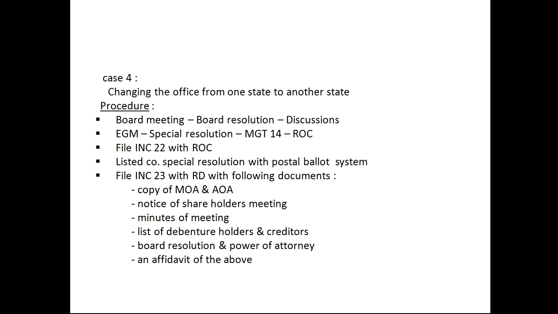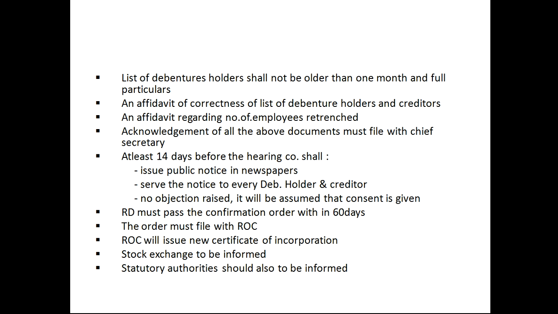along with the fees and the following documents: copy of MOA and AOA, notice of shareholders meeting, minutes of meeting, list of debenture holders and creditors entitled to object, an affidavit for the above list, board resolution and power of attorney. The list of debenture holders shall not be older than 1 month, along with the names, addresses and amount outstanding. An affidavit of correctness of the list of creditors and debenture holders must be filed and signed by the company secretary, if any, and a minimum of 2 directors, of whom one should be a managing director, the signing authority.